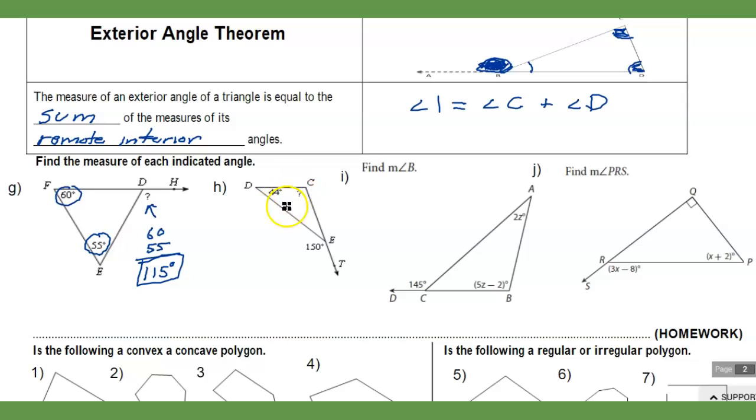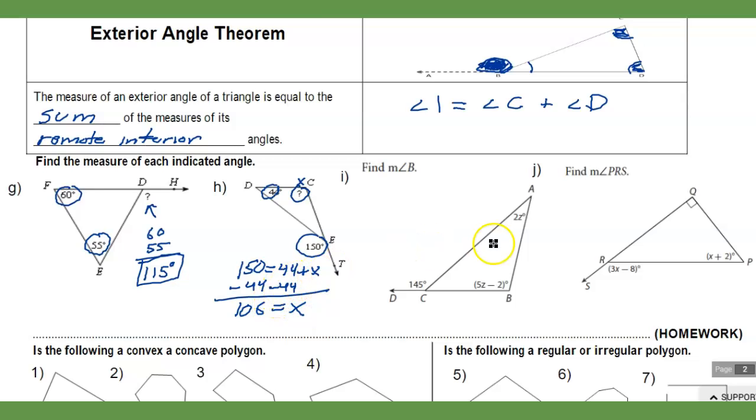And so just getting good at this. So here's the remote angle on here, and here's the exterior angle. Here are the two remotes. So let's call that X. We'll have 150 is going to be 44 plus X, and you can just solve for X there. That'll be 106.